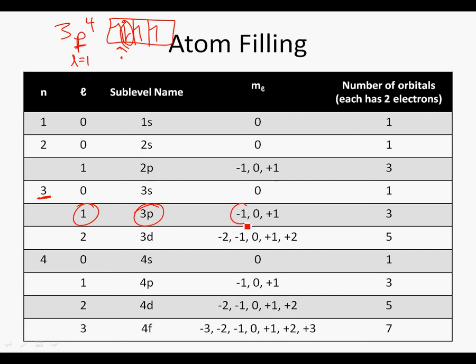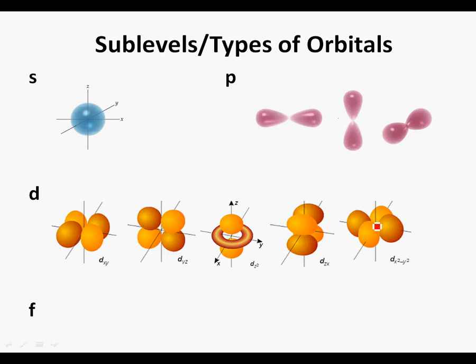So it's going to have a negative 1 m sub l value, and its m sub s is going to equal negative 1/2, because it's a spin down. The negative spins are the down spins. Hey look, now we know all four quantum numbers for that electron configuration. It's going to be 3, 1, negative 1, and negative 1/2.